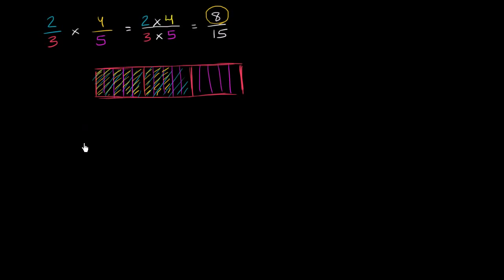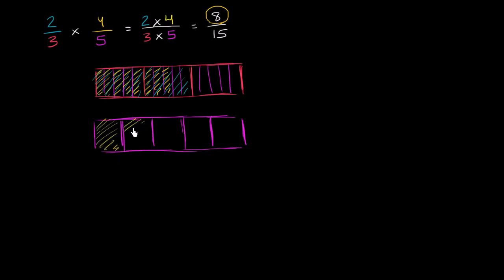You could have thought about it the other way around. You could have started with fifths. So let me draw it that way. Let me draw a whole. And let me cut it into 5 equal pieces, or as close as I can draw 5 equal pieces: 1, 2, 3, 4, 5. 4/5, we're going to shade in 4 of them. It's 4 of the 5 equal pieces. And now we want to take 2/3 of that.